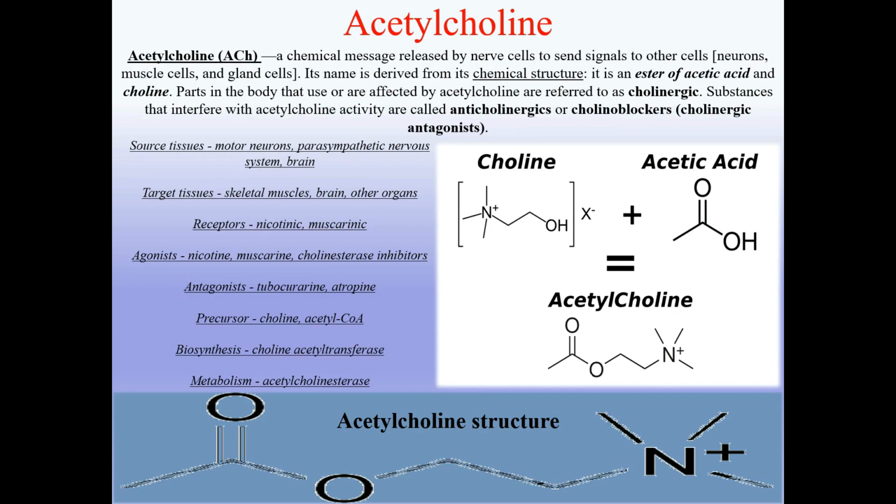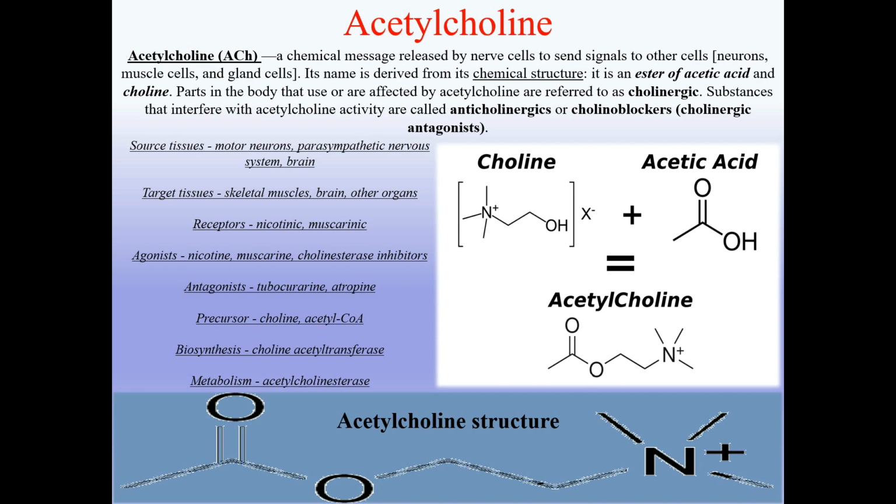Neurotransmitter acetylcholine. Acetylcholine is a chemical message released by nerve cells to send signals to other cells. Its name is derived from its chemical structure. It is an ester of acetic acid and choline. Parts in the body that use or are affected by acetylcholine are referred to as cholinergic. Substances that interfere with acetylcholine activity are called anticholinergics or cholinoblockers, cholinergic antagonists.